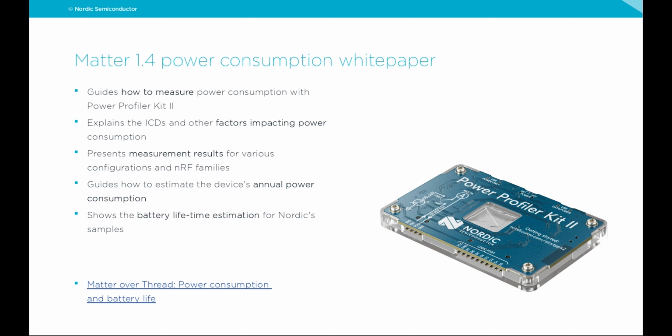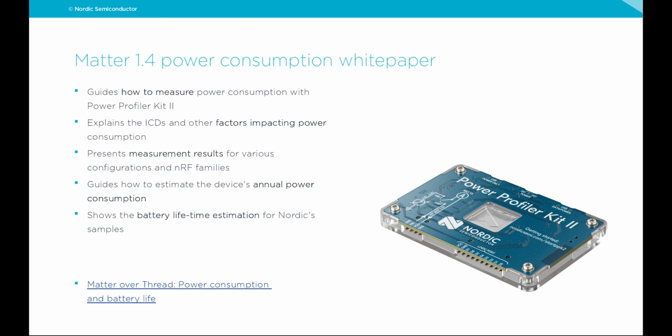You can also find, again, information about ICDs that you already heard today. We have also performed current measurements of different variants of Matter samples using different nRF SoC families and presented the results there. So you can use it not only to get data about our chips, but also compare them and see in what cases they are better or worse. All information is provided in a way that allows you to easily reproduce the setup and measurements either for one of Nordic DKs or your custom device.